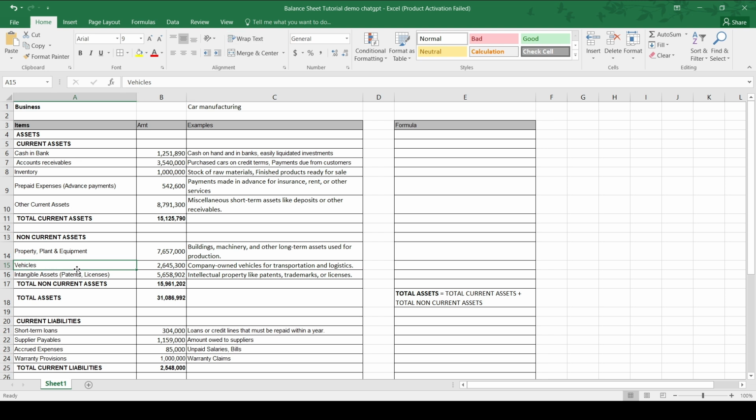Then there are vehicles. These are the company-owned cars. This also comes under the non-current assets. Then there are intangible assets like patents or licenses. When we sum all these up, we get our total non-current assets. And when we add total current assets plus total non-current assets, then we get our total assets. As you can see, here we have the formula of total assets. When we add total current assets with the non-current assets, we get our total assets.